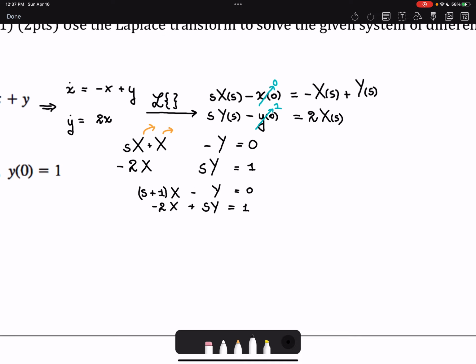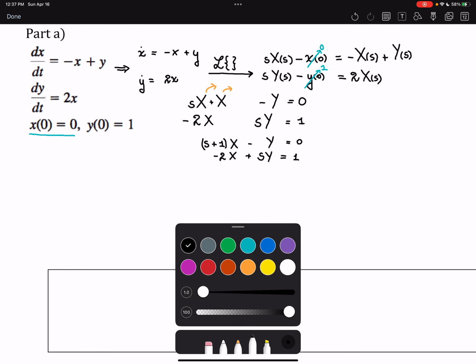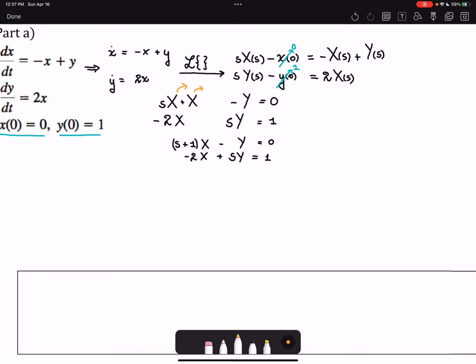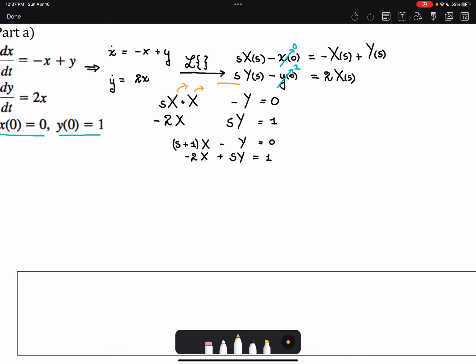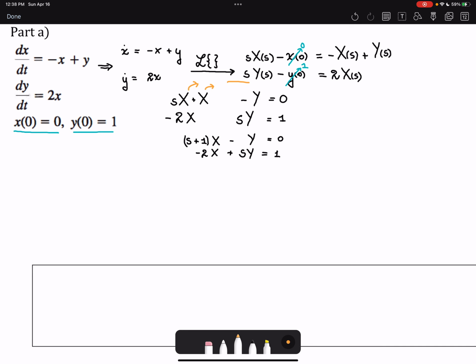Now, before we keep going, let's just make sure that we didn't make any careless mistake somewhere. So, well, first of all, I want to point out where that 1 comes from. Then here, now I'm going to use this color. So first we rewrote it in a more readable way. We apply the Laplace. We recognize what the Laplace of x prime is: sX of s, big X of s, minus small x of 0, for which they give us the initial condition, which we use, and we say it's 0, and then equals to minus X of s plus Y of s.